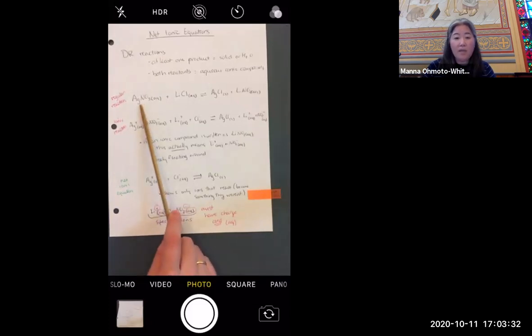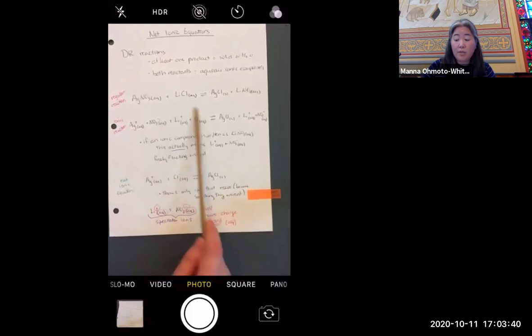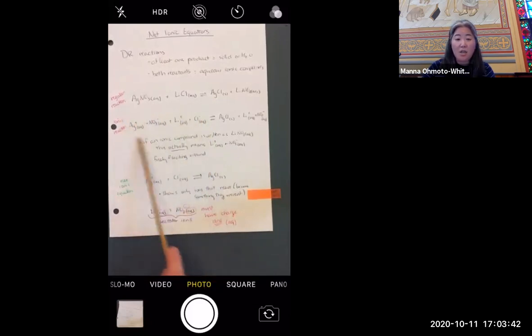So when I have aqueous silver nitrate, really what I have are silver ions floating around and nitrate ions floating around. And the same thing with lithium chloride. So in my reactants, all I have are a soup of ions that are just floating around, bumping into one another. What I'm saying is that as my reaction occurs, as my silver ions bump into a negative charge, sometimes if it bumps into nitrate, it will simply fall apart again.